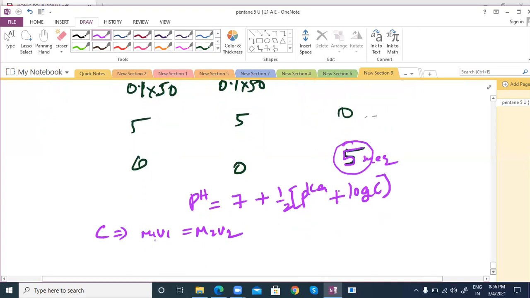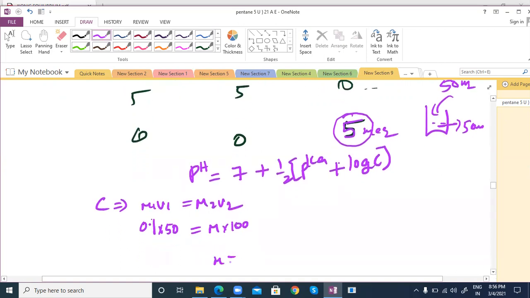Initially the concentration is 0.1 M and we are using 50 ml. But for the final concentration, we are adding both acid and base. The acid already has 50 ml, then we are adding base also 50 ml. That becomes 100 ml. So at that time you have to calculate the concentration. So M equals 5 by 100. Milli equivalents means 10 power minus 3. How much will we get here?